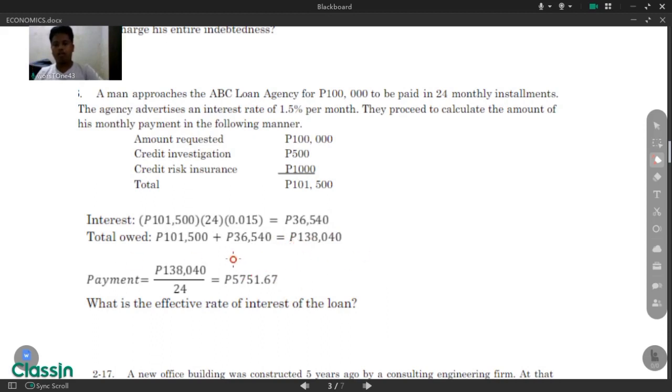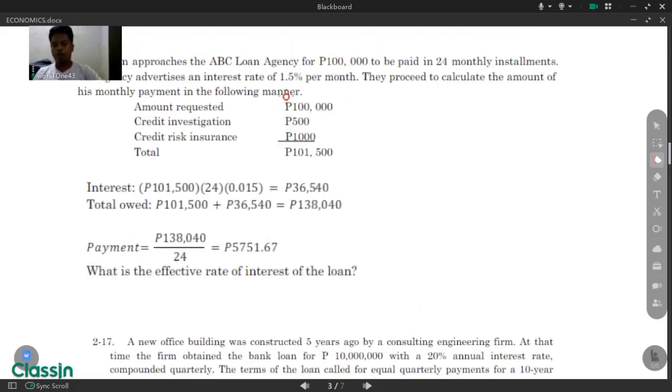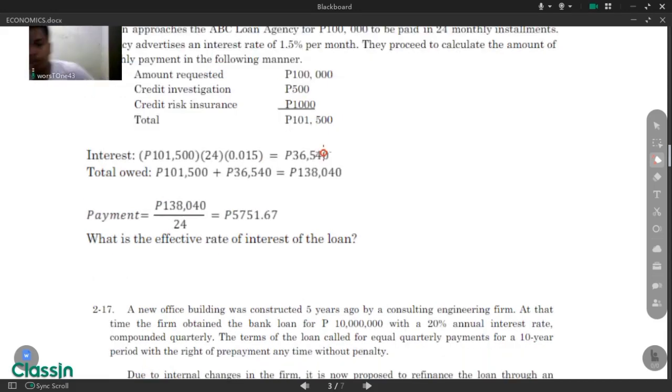So the total amount is the principal plus the interest accumulated during those 24 months at an interest rate of 1.5% per month. Payment is equal to 138,040 over 24. So we have a monthly payment of 5,751.67 pesos for every month. And that already includes the 1.5% interest per month.